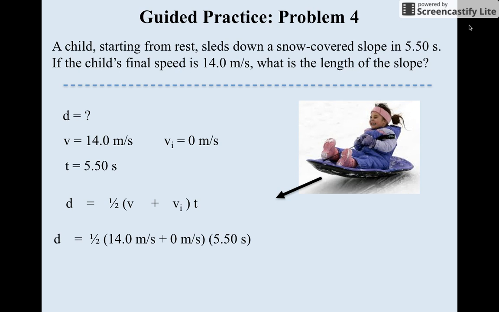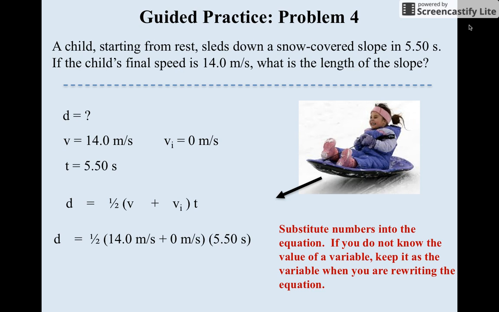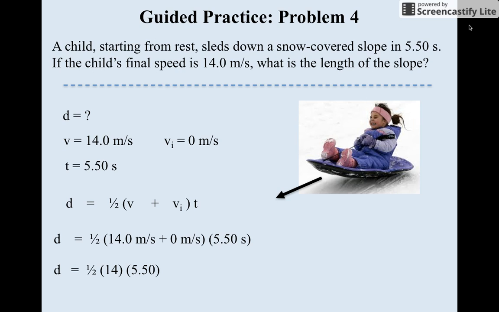When we substitute numbers in, I left d as a variable because I don't know it. I simplify this. 14 plus 0 is 14. And my answer is 38.5 meters.